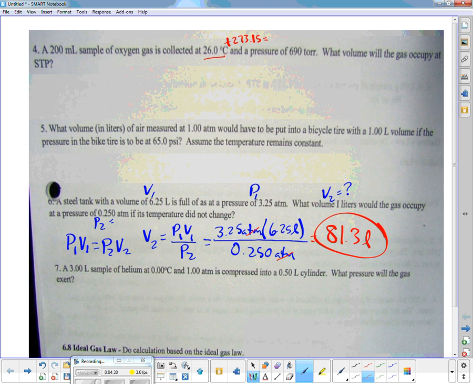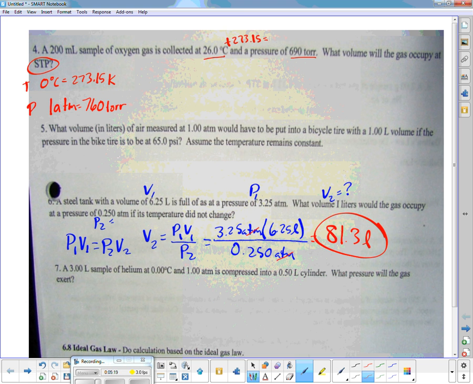Remember that STP means standard temperature and pressure. So what is standard temperature and pressure for the gas laws? And what's that? So that's temperature. What would be the pressure? 1 atm. Or since they're working with torr right here, I would probably want the 760 torr. The only time I have to be in specific units is when I'm working with the ideal gas law.